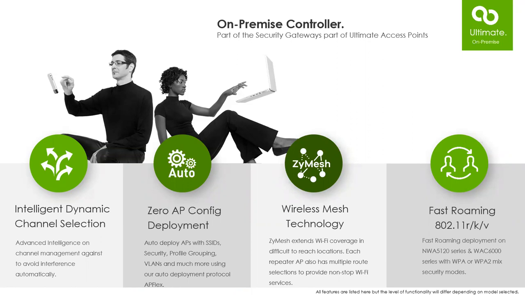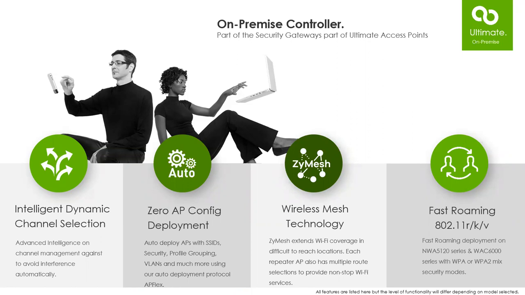So for those that are looking to do it, our access points starting with the number 5 or starting with the number 6 can all use an on-premise controller. And it gives you a very similar feature set to what you see on our Nebula cloud platform. The ability for the controller to automatically determine the best way to distribute the available channels across the APs to minimize interference. Zero AP configuration.